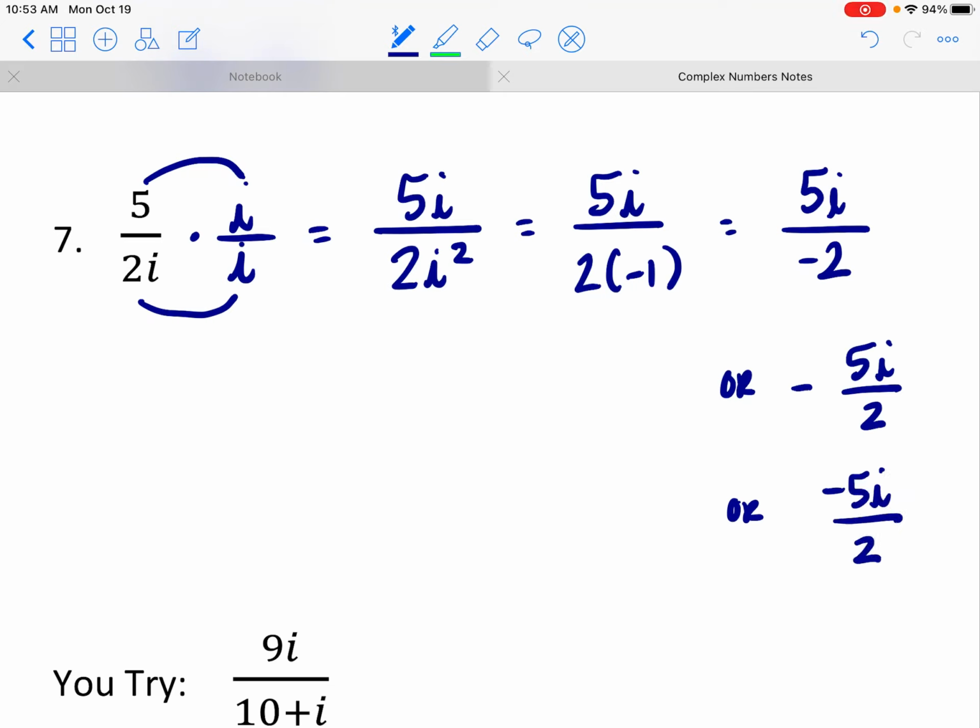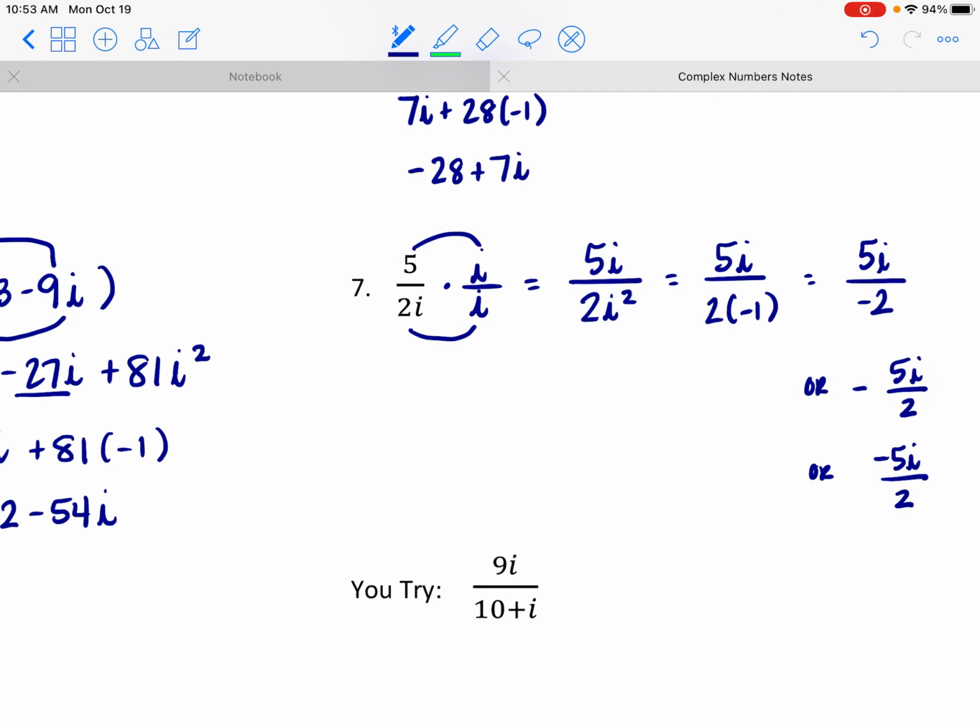It doesn't really matter where the negative goes, but you should recognize that one negative within that fraction makes that whole thing negative. Okay, so any of those answers would be acceptable. I would probably stick with the first one just because that's what I ended up with. But so you're aware, it doesn't really matter where that negative goes.